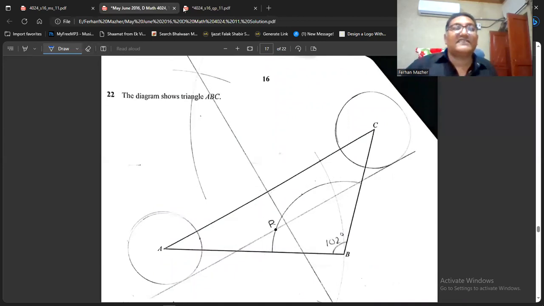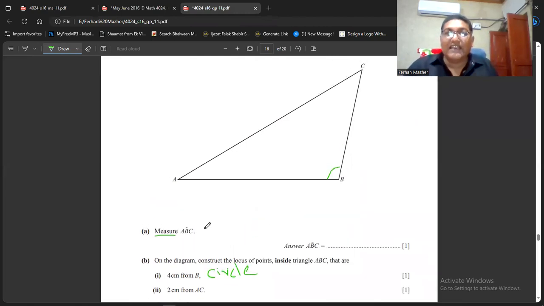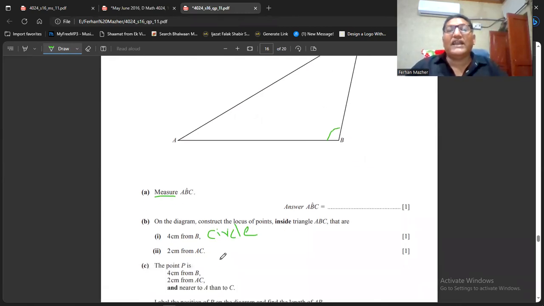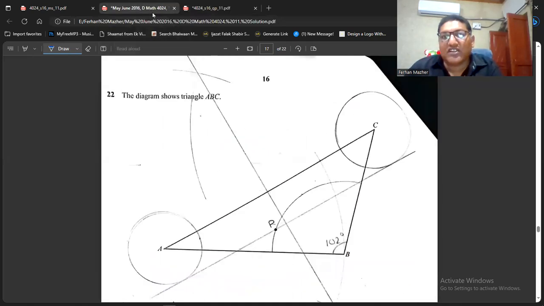Then they say 2 centimeters from AC. If your distance from a line is supposed to be constant, and AC is the line, then you will have to draw a line which is parallel to AC. For this purpose, we will open our compass 2 centimeters. We will draw a circle at point A of 2 centimeters. Then I will draw a circle at point C of 2 centimeters. Then I will draw a line which will be tangent to both the circles like this.